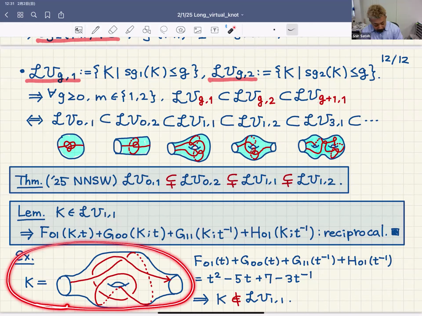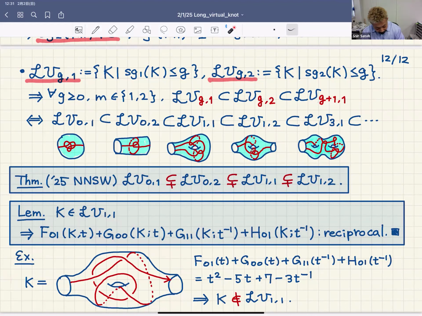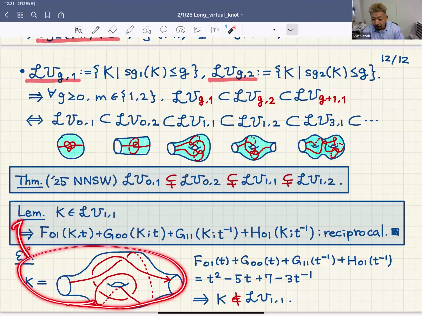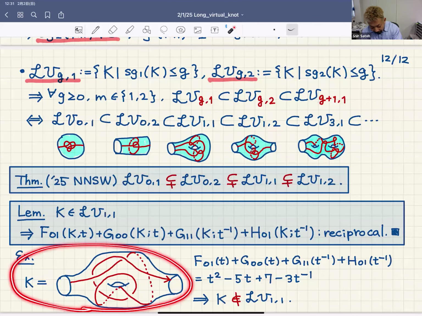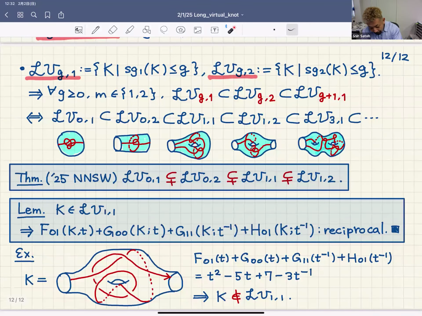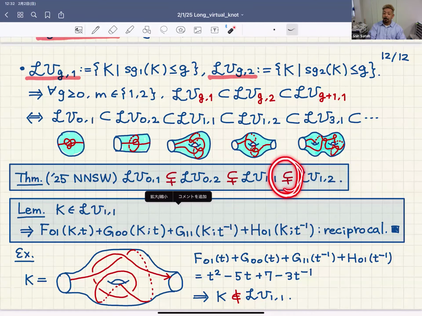So this long virtual knot is not in LV11, but in LV12. So we have this inequality: LV11 is a proper subset of LV12. Okay, that's all. Thank you very much.